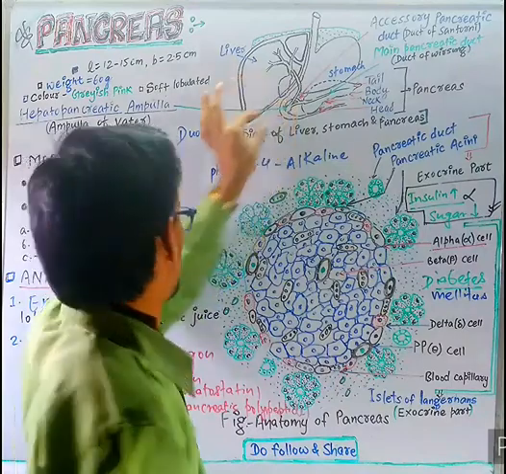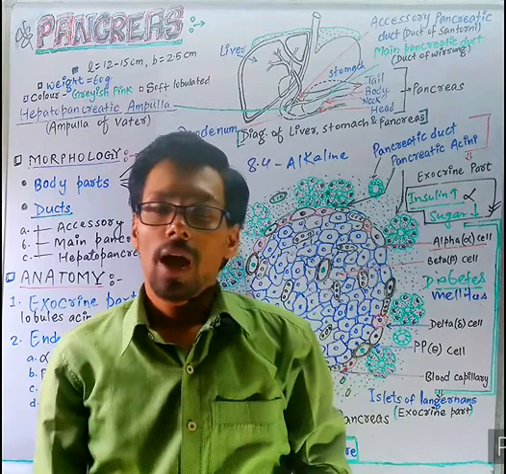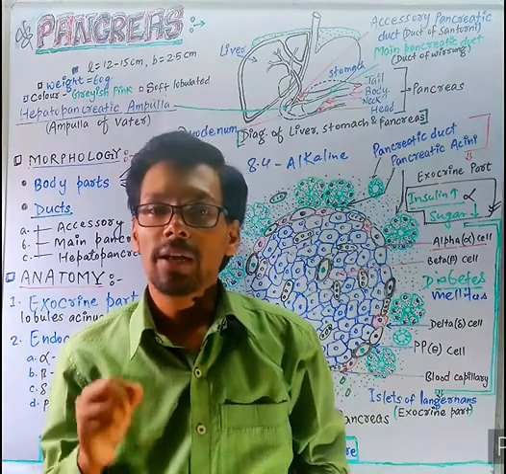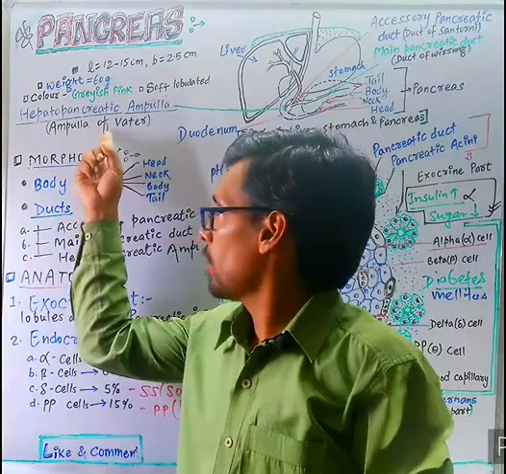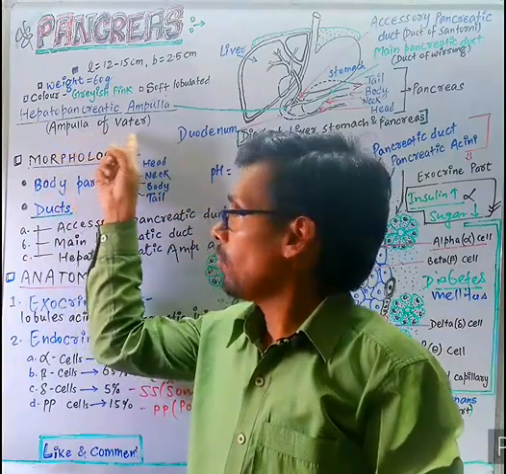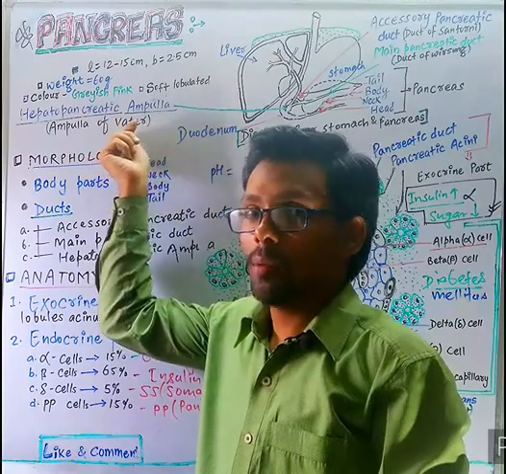That broad passage is called the hepatopancreatic ampulla, and its duct is known as the hepatopancreatic duct or ampulla of Vater. Write it down here: ampulla of Vater, spelled V-A-T-E-R, not WATER.